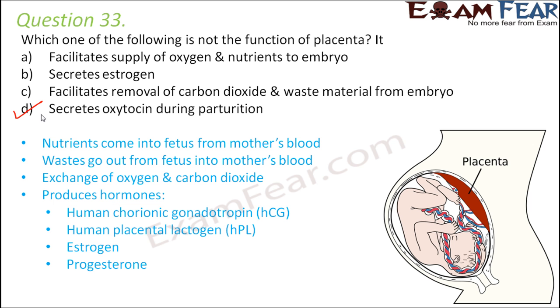So as discussed, what is the function of placenta? Nutrients come into the fetus from the mother's blood. Wastes go from the fetus into the mother's blood. Exchange of oxygen and carbon dioxide. The placenta also produces several hormones like HCG, HPL, estrogen and progesterone.